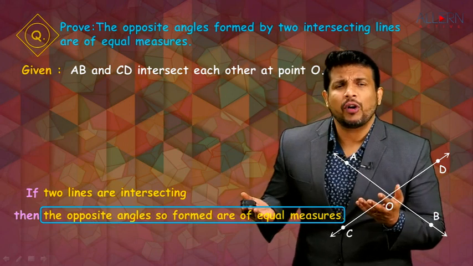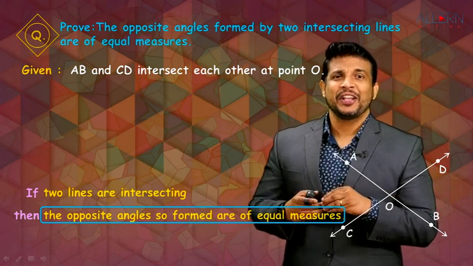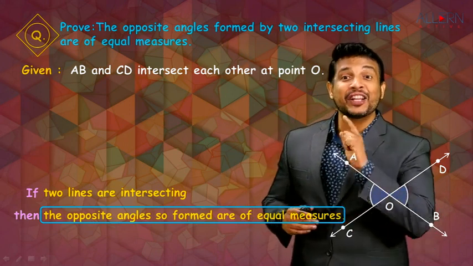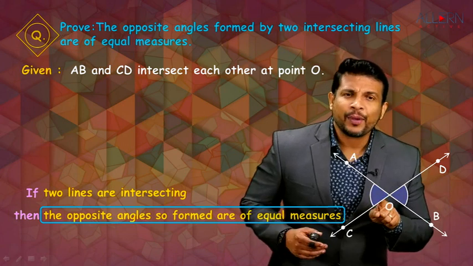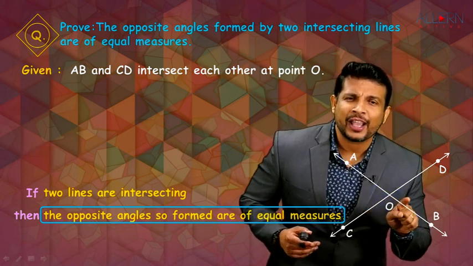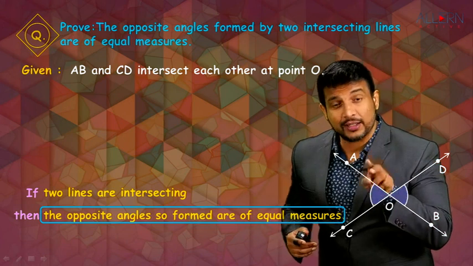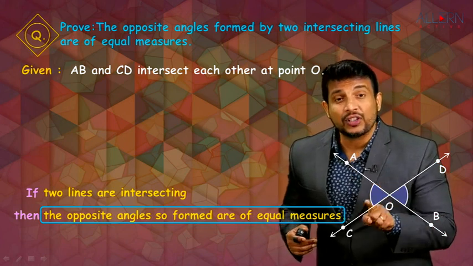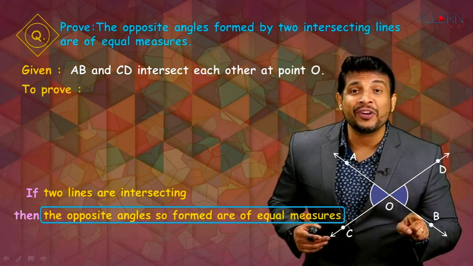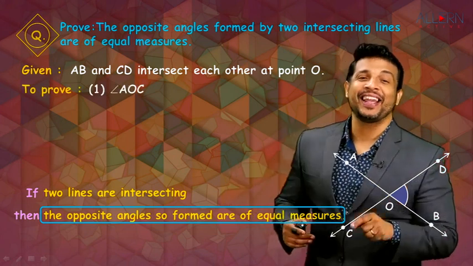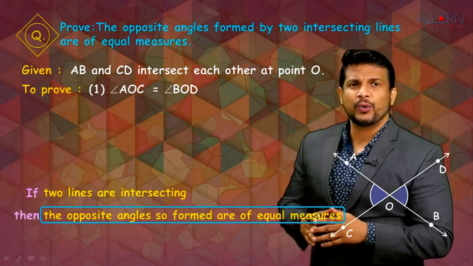Opposite angles so formed, which are the opposite angles here? There are two pairs of opposite angles. That is nothing but the to prove. One pair of opposite angles is angle AOC and angle BOD. We are supposed to prove that they are of equal measures. That means we have to prove angle AOC is equal to angle BOD. So we write the to prove there. Angle AOC equal to angle BOD.